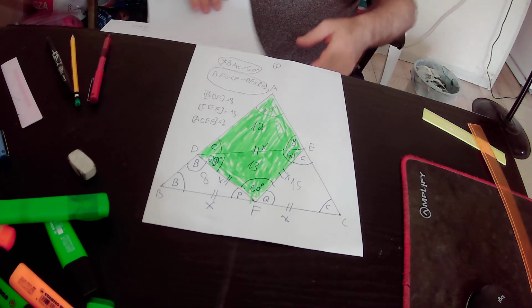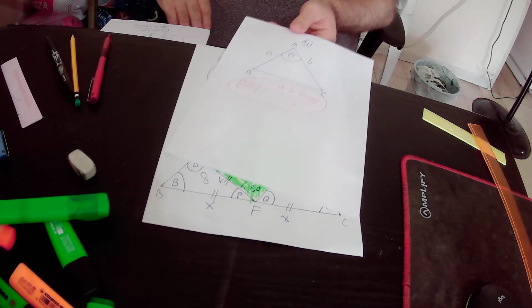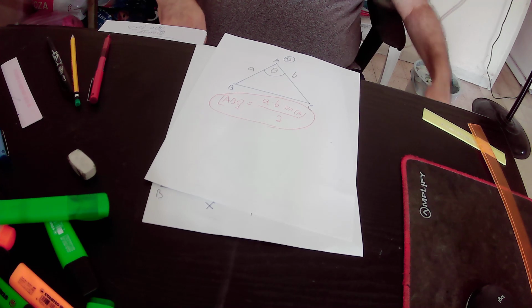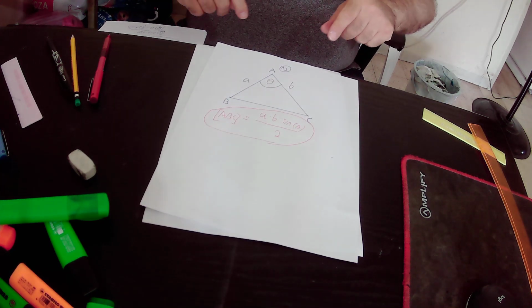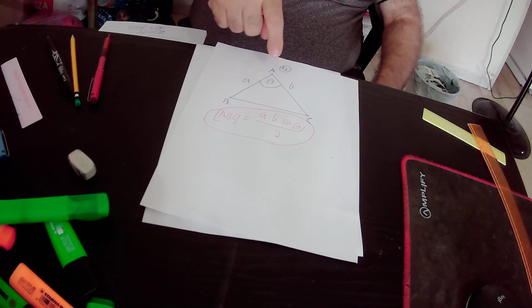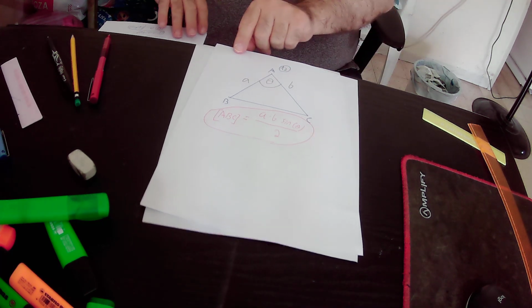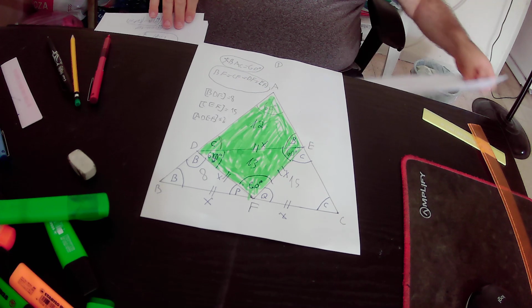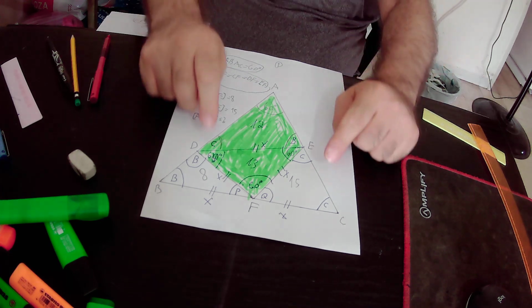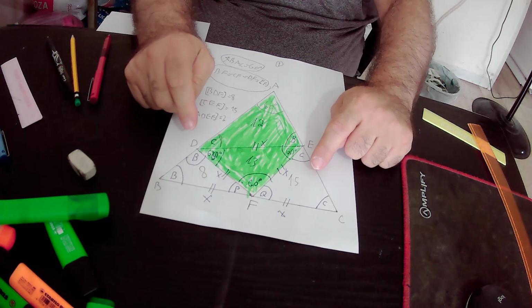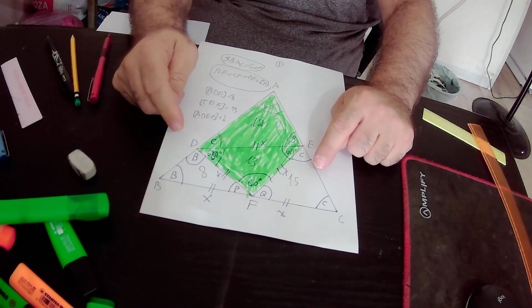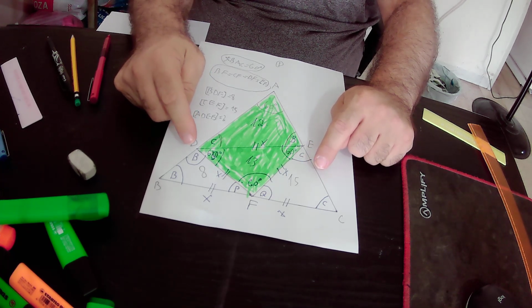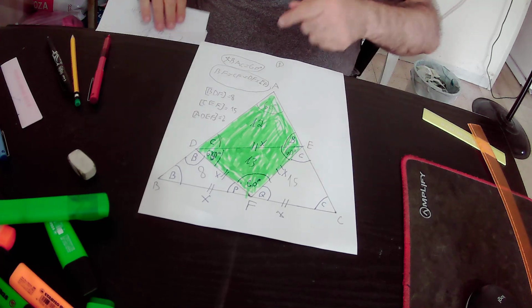And then I presented to you a rule to calculate the area of any triangle. The area of any triangle equals A times B times sine theta over 2. And here we have two triangles. The area of triangle EFC is 15 units, and the area of triangle DBF equals 8 units.